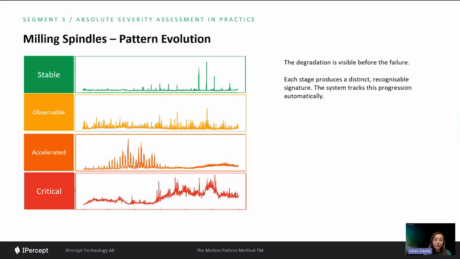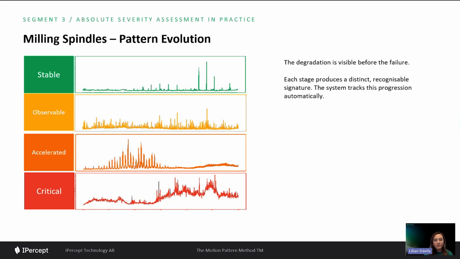And lastly, we have the critical spectrum. Here we can see that the spectrum is very dense. There's a very high noise floor, and the harmonic structure is really breaking down. Here, the machine is clearly telling us that there is something wrong. As you can see from each stage, they look completely different from one to the other. They are not just slightly worse, but a different pattern altogether.